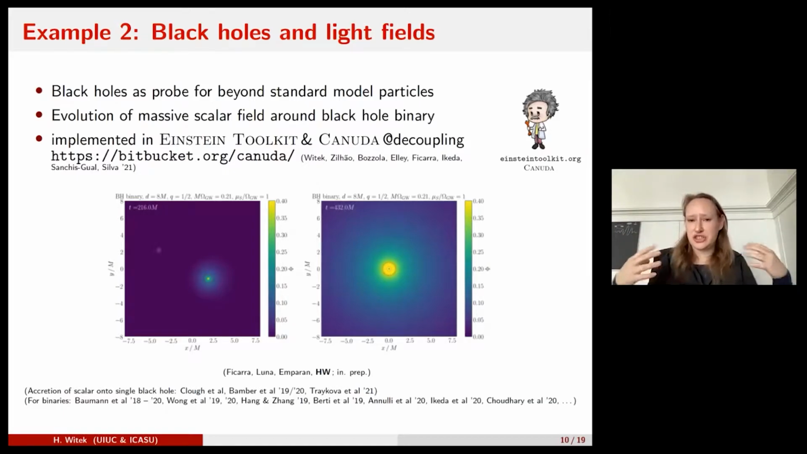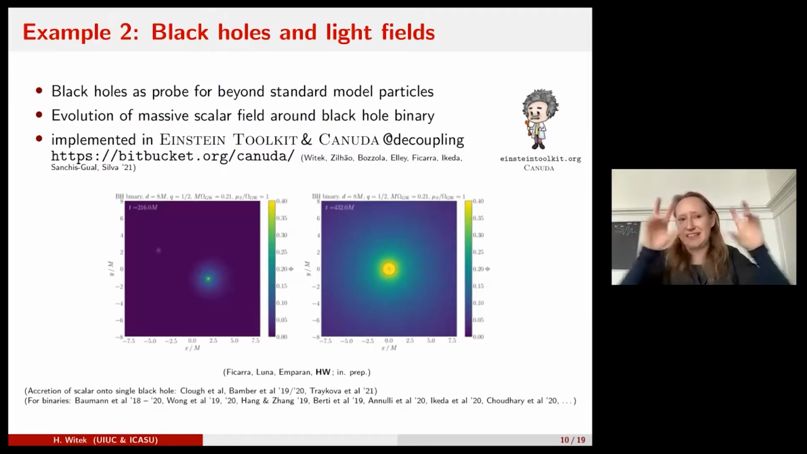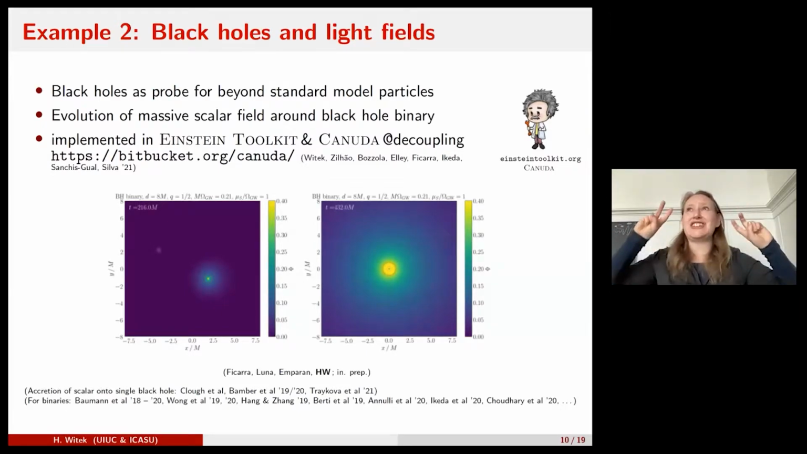More recent work by Katie Clough and collaborators has shown that if you have some scalar field condensate around a black hole, even if the black hole is non-rotating, so you don't have superradiance, it may be accreted onto the black hole and form scalar charges around the black hole. I'm using quotation marks here because it's not in the strict mathematical sense. So that's the phenomenology for a single black hole.